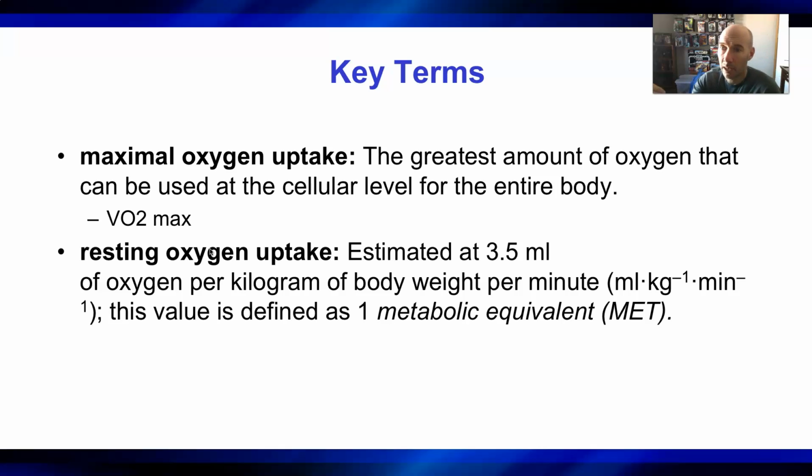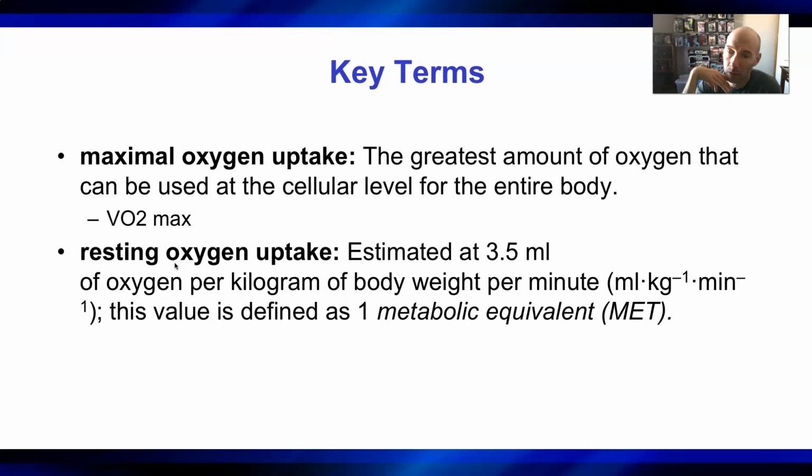This is the amount of oxygen that is consumed at rest. Usually this is estimated for the entire population to be 3.5 ml per kg per minute, okay? In my experience of actually measuring people's resting metabolic rate, I've found it to be a lot lower, but I think that often reflects the population that you're measuring.